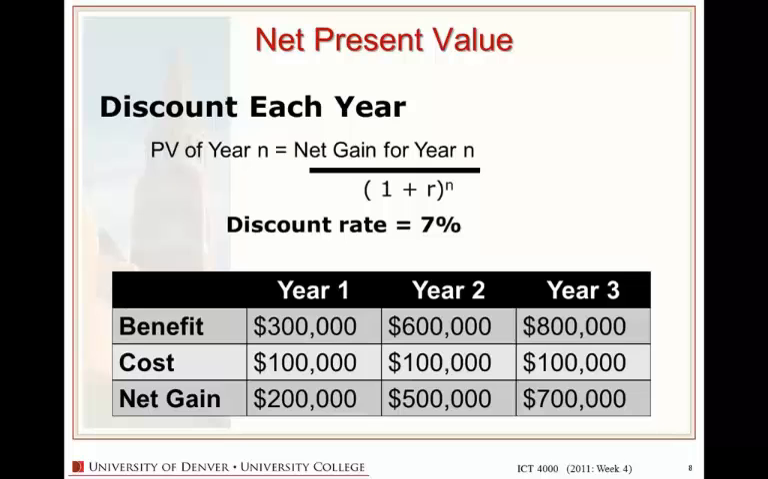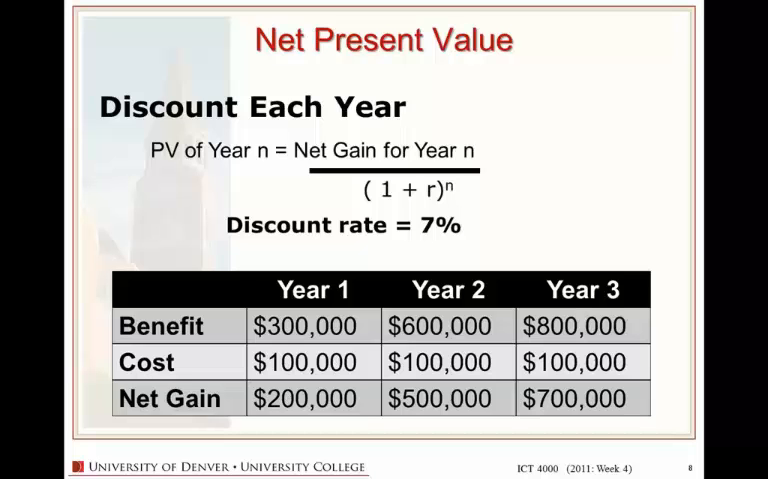So then what we need to do, as we've said before, is that those future dollars, those future net gains, we have to discount back to our present day, to the day that we're starting the project. These are all projections. We have to say, well, that $800,000 that we're going to earn in year 3 is not really worth $800,000 as we sit today.